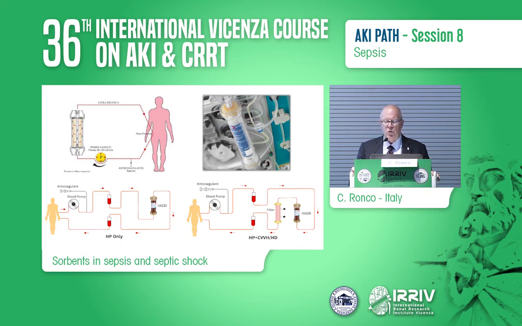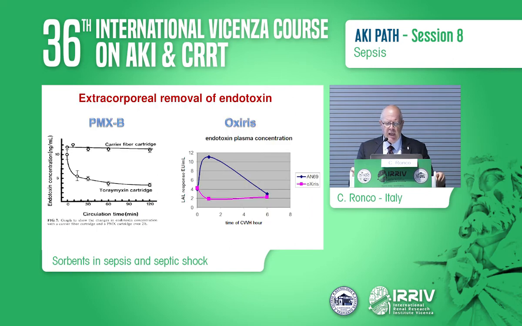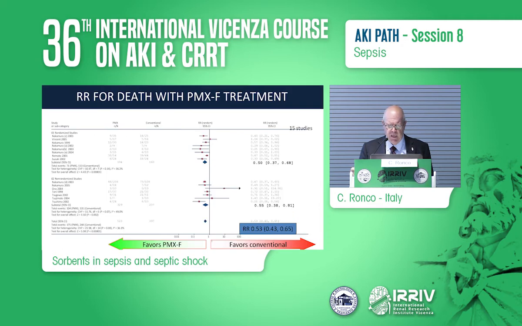Endotoxin can also be removed by systems that, like the oXiris membrane, can actually provide simultaneous renal replacement therapy. So whether you use a sorbent bed or you use a membrane, there is evidence today that a great amount of endotoxin can be removed from the blood, both in vivo and in vitro.